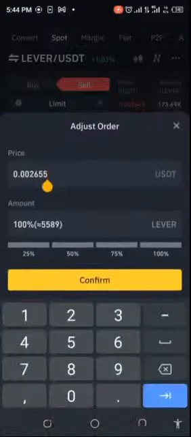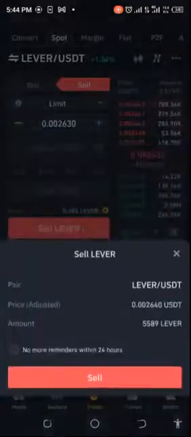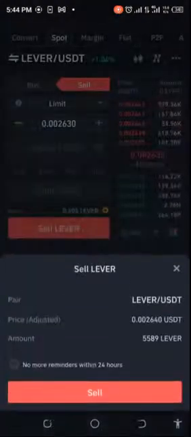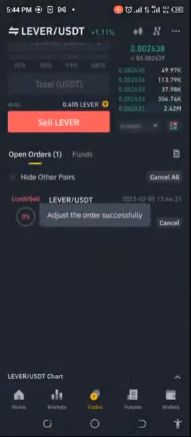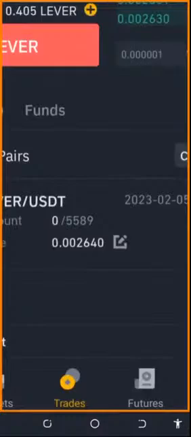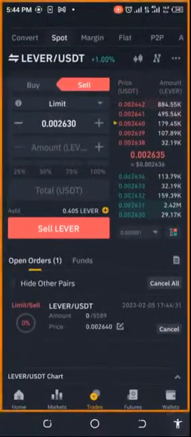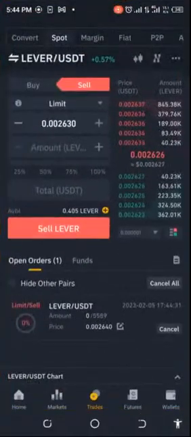So let me adjust it to 2640. Let's adjust it to 2640 and let's see whether we'll make profit. Okay, let me see what happens here. Oh, what happened? I'm not sure. I think that's what has happened here. Okay, it's interchanged. Okay, let's see whether this will take us there.